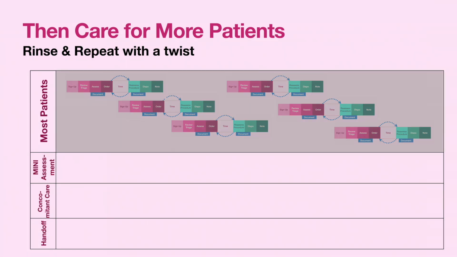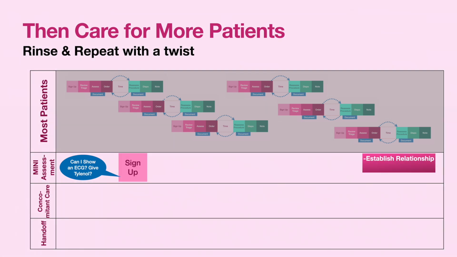While most of our patients follow this trajectory, some of our patients don't. And these fall generally into three categories, what I call mini assessments, concomitant care, or handoffs. Let's talk about mini assessments first. These are things like, can I show you this ECG? Can I give this patient some Tylenol? Or you needing to order something on a patient at the end of your shift, but you're not going to continue their care. First thing you do, always, is sign up.